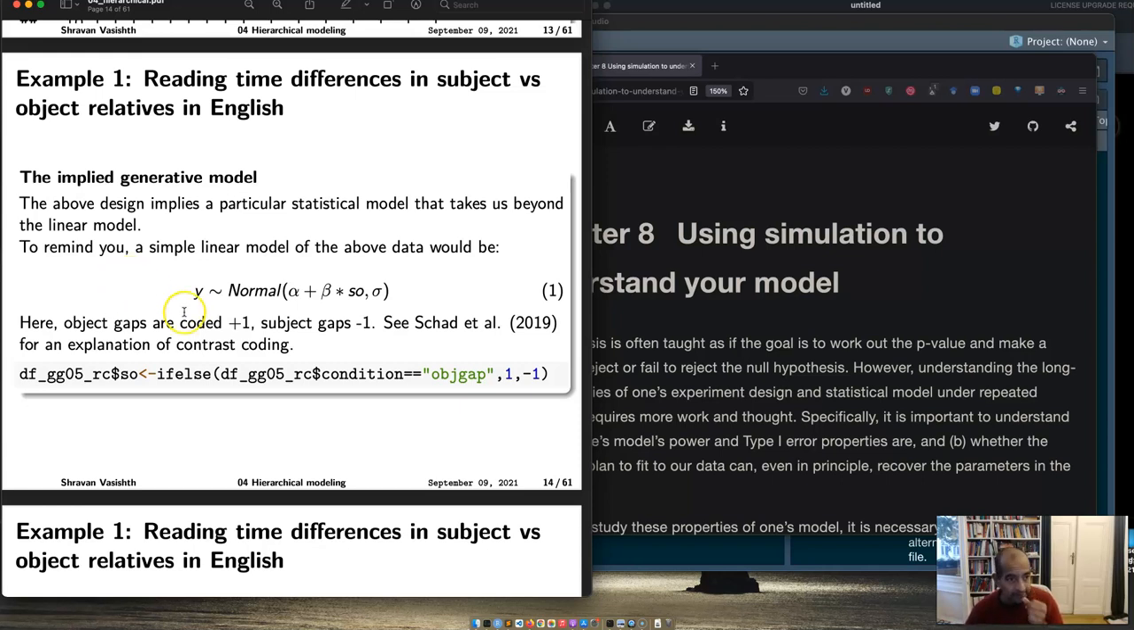In the simplest case, if you're fitting a simple linear model, your underlying generative process would assume a normal likelihood with some mean and some standard deviation, and the mean is determined by the subject or object relative clause coding for each row in your data frame. So I would just decide whether row 1 has +1 or -1, and then I can compute this if I know alpha and beta, or if I have an estimate, right?